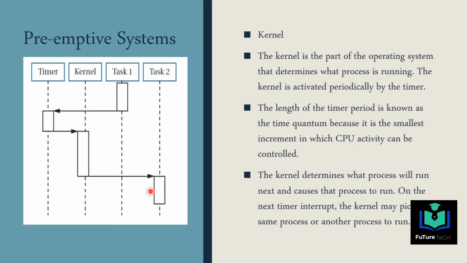Again, after completing task 2 or after a set delay, it is given to the timer. The timer again will give the control to the kernel, and the kernel will decide what priority is going to happen, whether it may be task 1 or task 2, or it may be a multitasking system. So the kernel may pick the same process or another process to run based upon the priority.